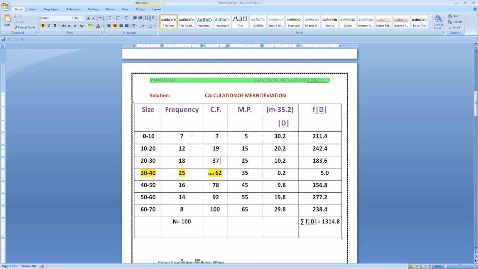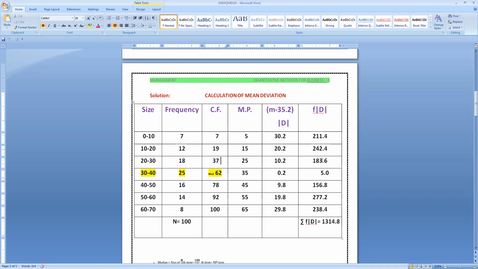Now we'll multiply the frequencies with the deviations. The frequency 7 into 30.2 is 211.4, 12 into 20.2 is 242.4, 18 into 10.2 is 183.6, 25 into 0.2 is nothing but 5, 16 into 9.8 is 156.8, 14 into 19.8 is 277.2, and 8 into 29.8 is 238.4.